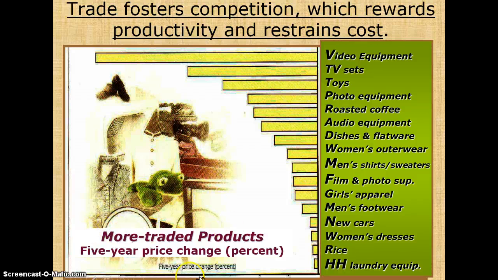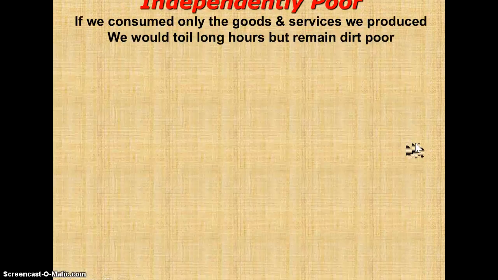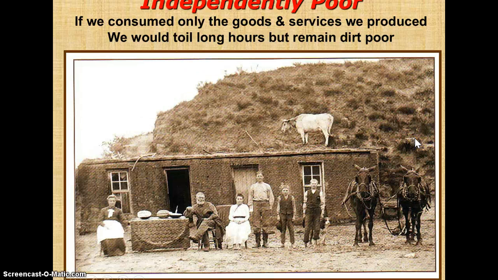More traded products. This is a 5-year price change, and we're not going to make an acronym for that. Less traded items means less competition and higher prices. This is from the Federal Reserve Bank of Dallas. If we consumed only the goods and services we produce, we would toil long hours but remain dirt poor.